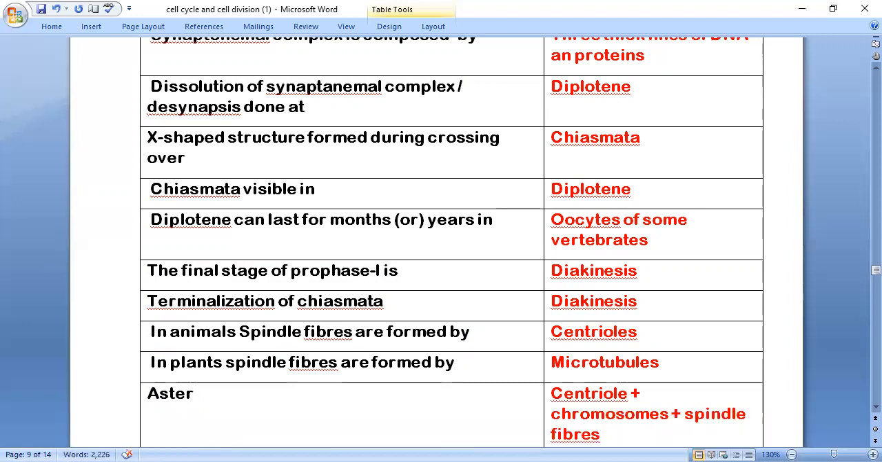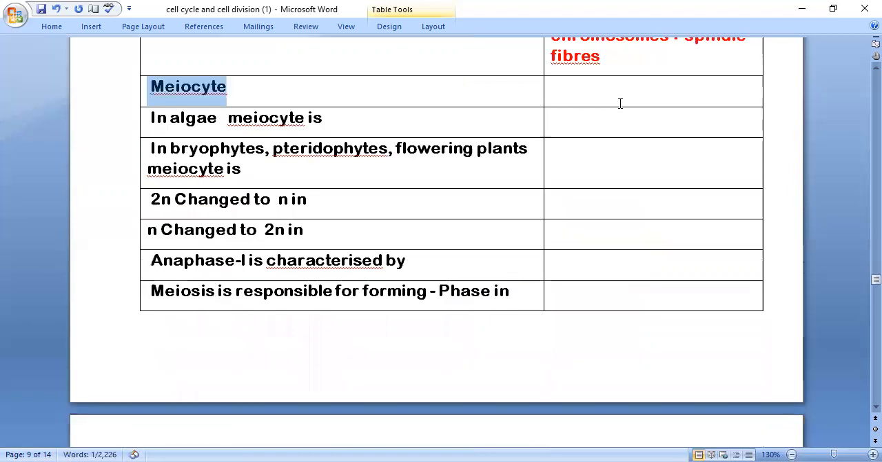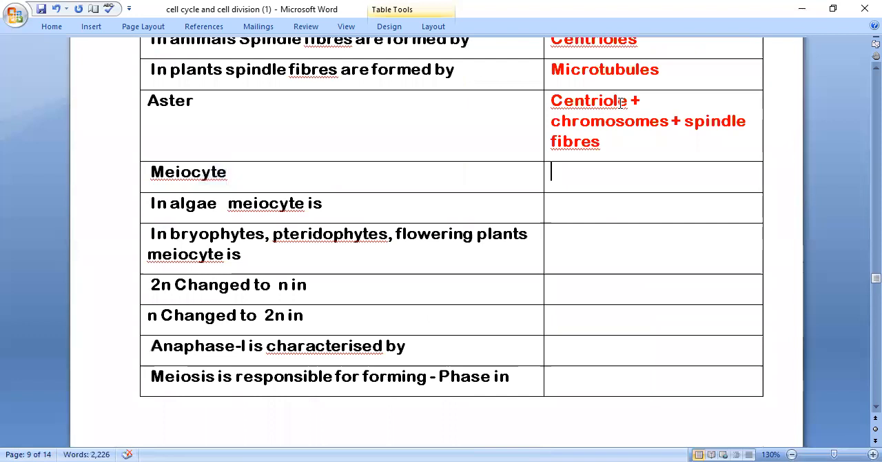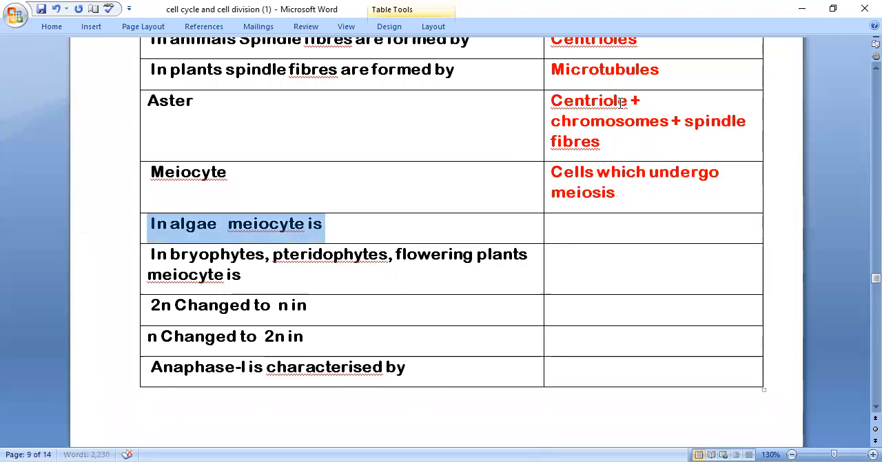Meiocytes are cells which undergo meiosis. In algae, the meiocyte is the zygote. In bryophytes, pteridophytes and flowering plants, the meiocyte is the spore mother cell. 2n changes into n in meiosis. n changes into 2n in syngamy, that is, haploid changes into diploid in syngamy.